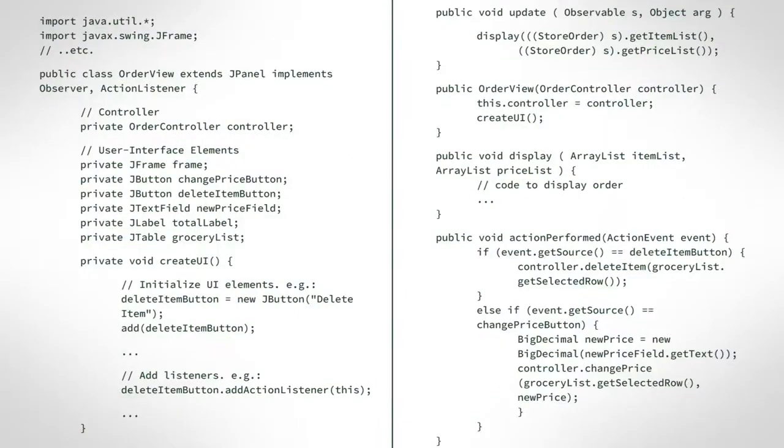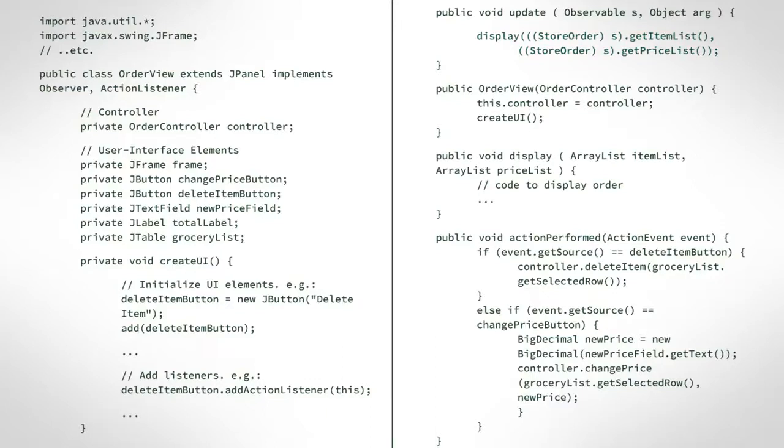Since your OrderView class implements the observer interface, you must provide an update method. Notice that you had to downcast your store order in order to get the getItemList and getPriceList methods. If you would like to make your code more type-safe, you could develop your own observer pattern with generics.